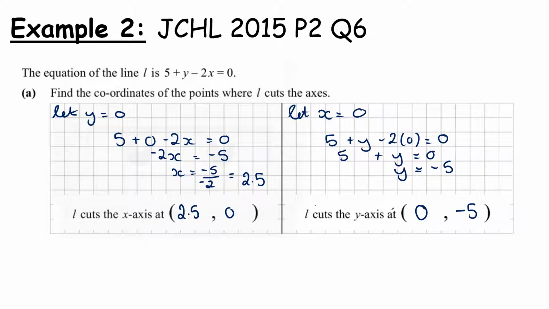So not very difficult questions, but you are required to understand the two main pieces that we need to do that. So to find where it crosses the x-axis, we let y equal 0. To find where it crosses the y-axis, we let x equal 0.